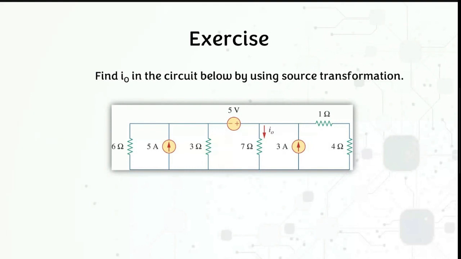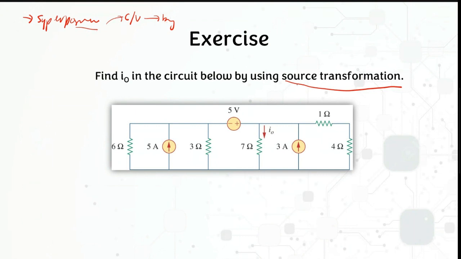Let's recap what you have learned this week. You have learned source transformation, but before that, you learned superposition. Using superposition, you calculate the current or voltage by turning off the independent sources except one, and then you calculate the voltage or current one source at a time. So that's superposition.